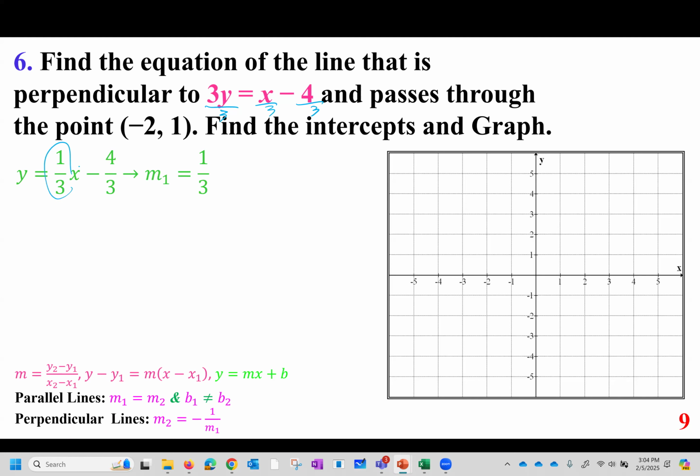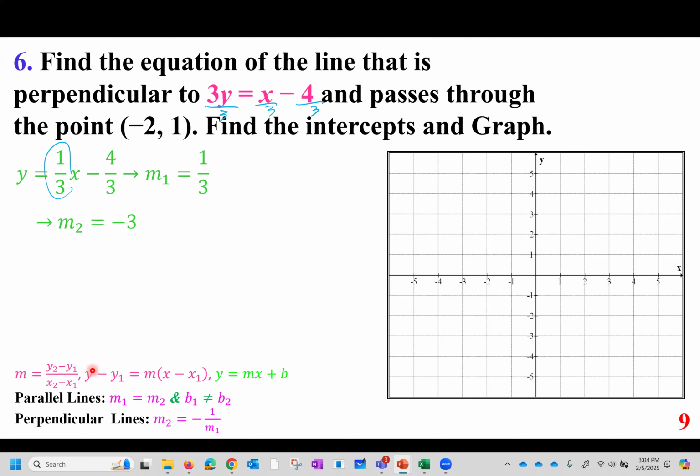We call it m sub 1, not m, because we are interested in a second line which is perpendicular to this. If it was parallel, we would use the same slope. Because it's perpendicular, m2 equals negative 1 over m1. In other words, the reciprocal of this and negate that. The reciprocal is 3 over 1, negate that, make it minus 3. So the negative reciprocal.